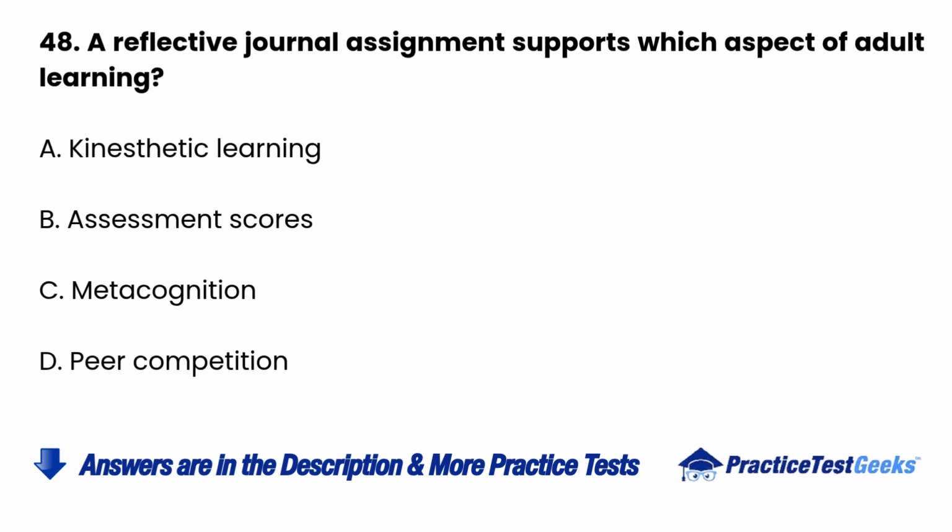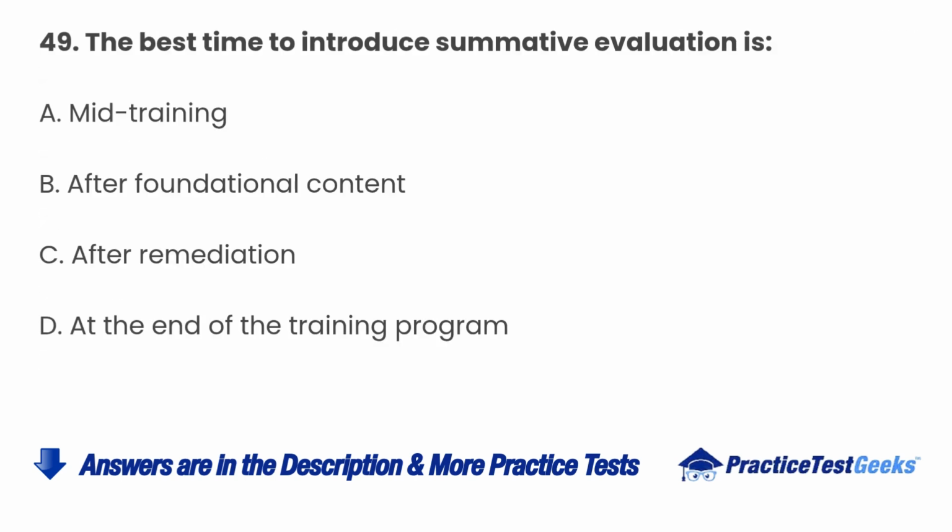48. A reflective journal assignment supports which aspect of adult learning? A. Kinesthetic learning. B. Assessment scores. C. Metacognition. D. Peer competition.